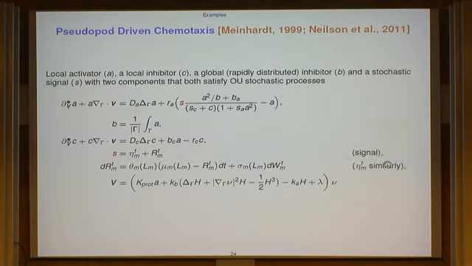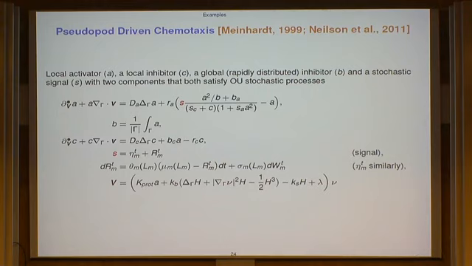So let me give you a real-life example of cell motility. We considered modeling the first video I showed you on the very first slide. This is so-called pseudopod-driven chemotaxis, and it's essentially where a cell migrates up a chemical gradient.